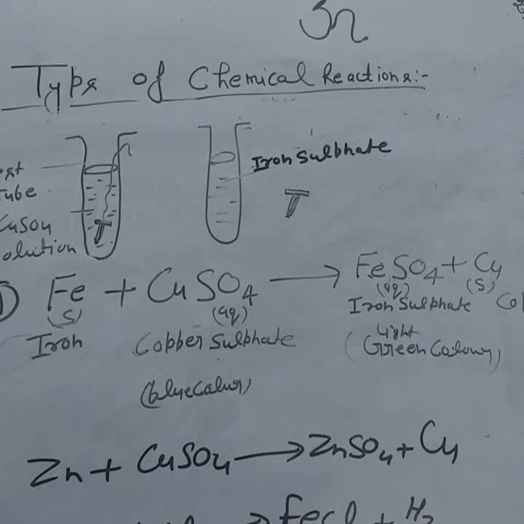In all these reactions or examples, the metals which are used for displacement are more active than the others, and they displace the place of lower active metals. So all these reactions are called displacement reactions.